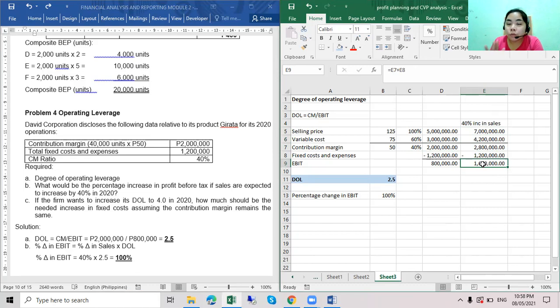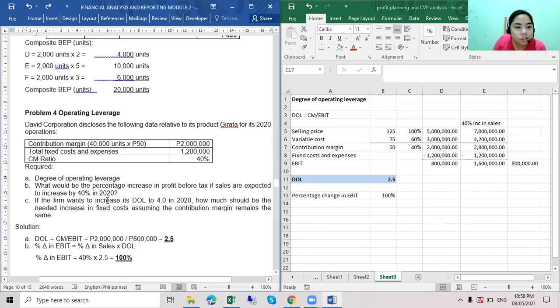But your variable cost does not change, because the variable cost is not affected by an increase in selling price. Variable cost is affected when your number of units increases. When your number of units sold increases, your variable cost is directly proportional to it. If you produce more, you use more variable cost. So the change in EBIT is 100%. From 800,000 to 1.6 million, that's around an 800,000 difference, a 100% increase.